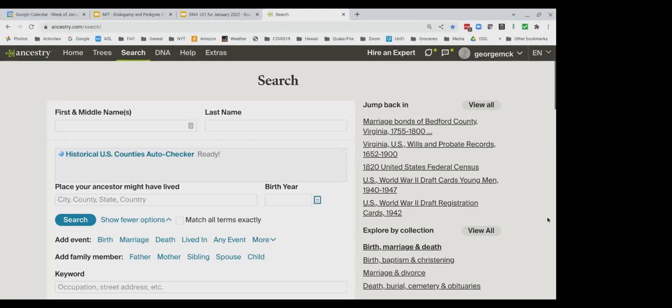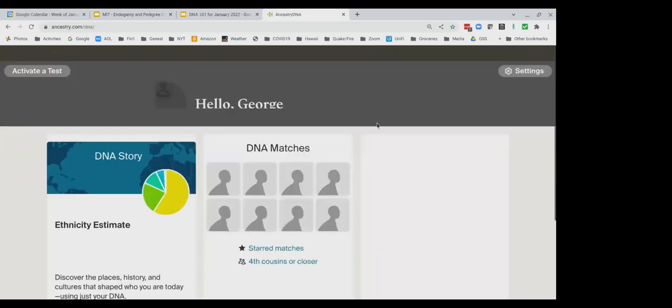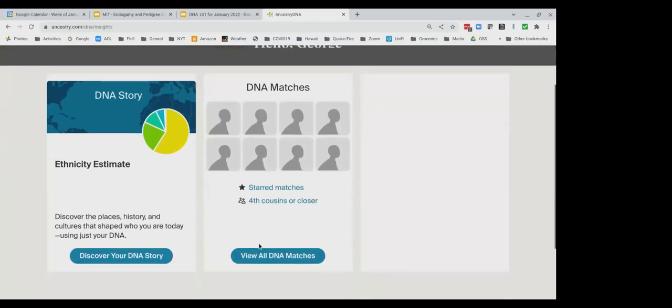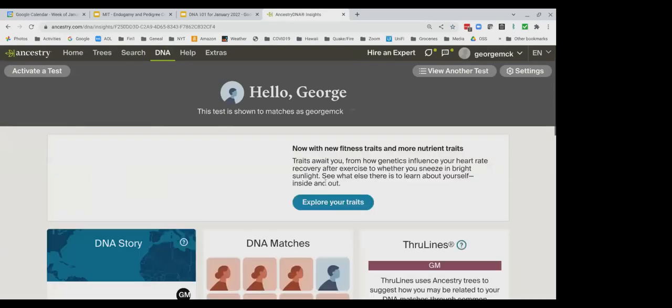Okay, so here's my DNA account. So I'm on Ancestry. I'm going to click on DNA and I click on DNA results. Okay, and here we have things. Okay, and we're going to go down to view all the matches, which we just did a second ago. Okay, now.